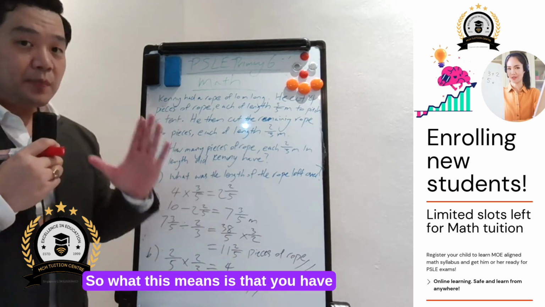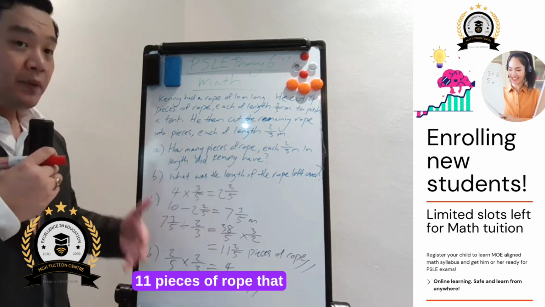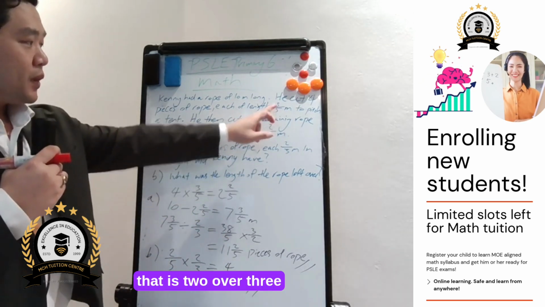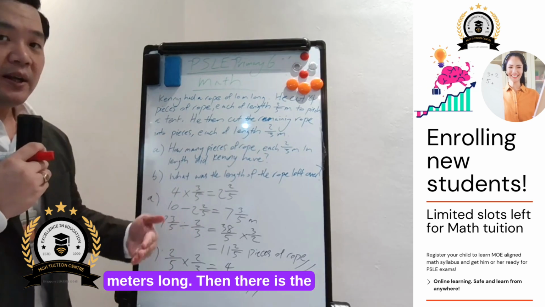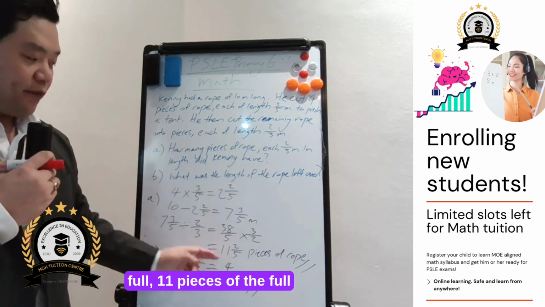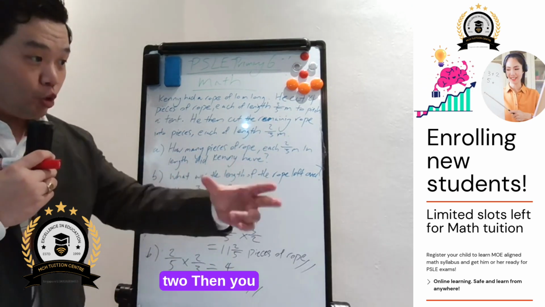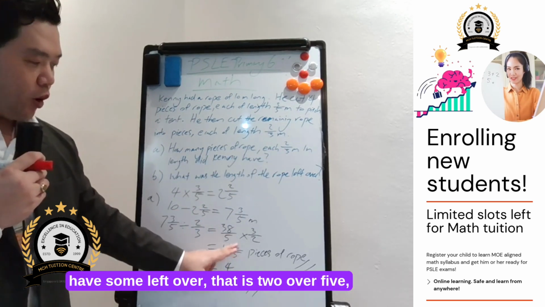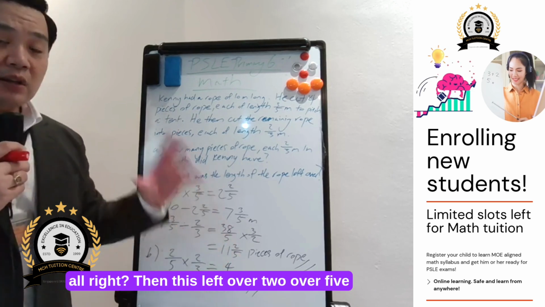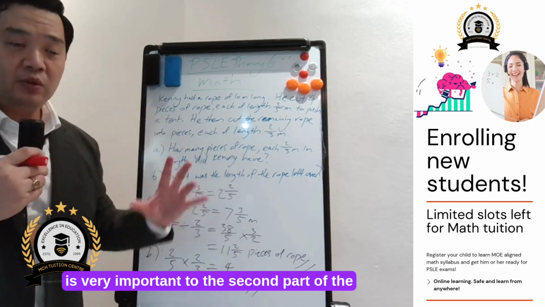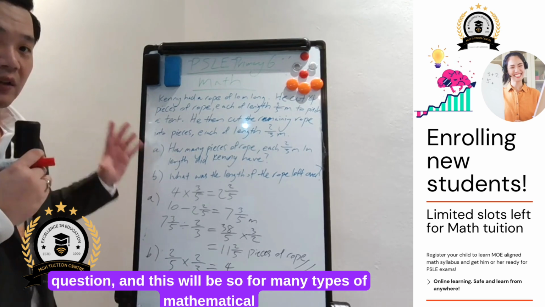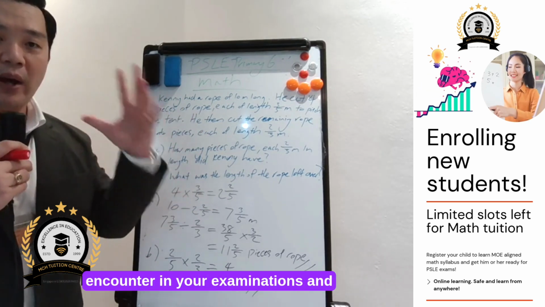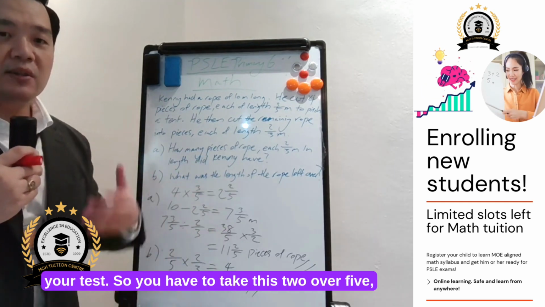Okay, so what this means is that you have 11 pieces of rope that is of 2/3 meters long. Then there is the full 11 pieces of the full 2/3 meters long. Then you have some leftover, that is 2/5. Alright, now this leftover 2/5 is very important to the second part of the question, and this will be useful for many types of mathematical problems that you will encounter in your examinations and your test.